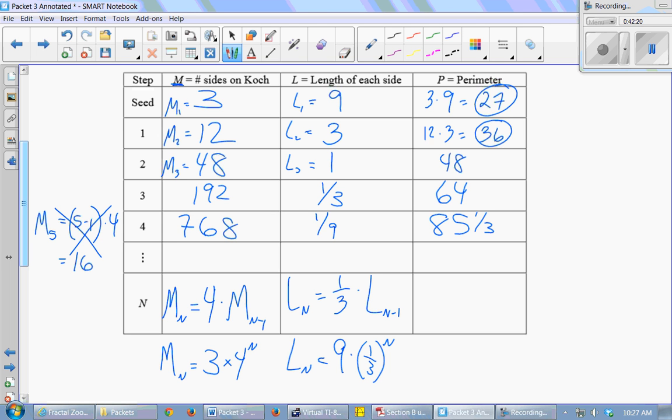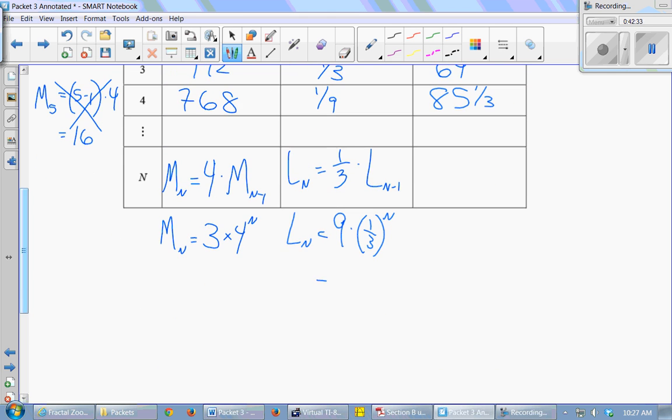Would it be okay if you did it for the first one also then L sub n minus 1 divided by 3? Yes. Yep, you could do that. The same thing with this one. You could write this as 9 divided by 3 to the n. Same thing.